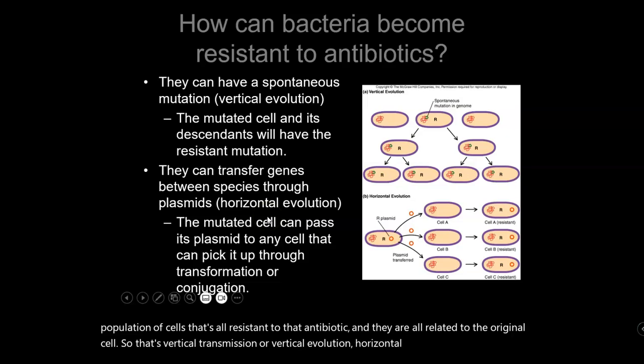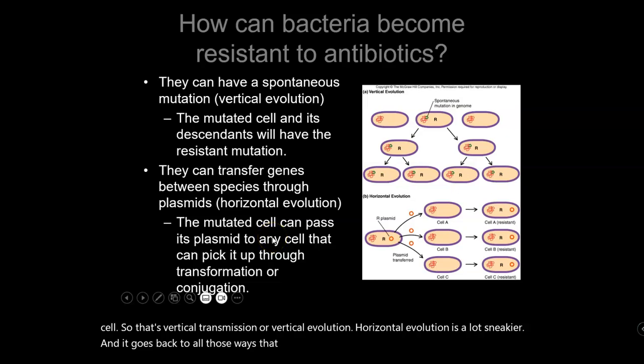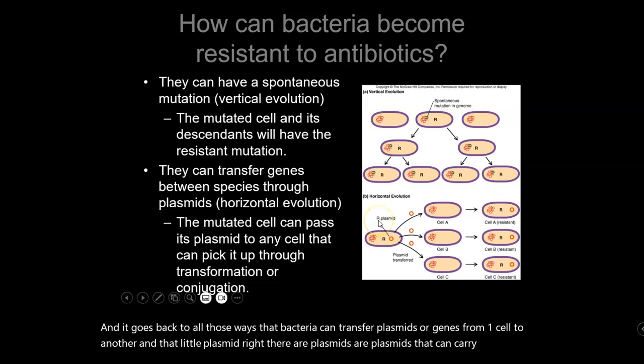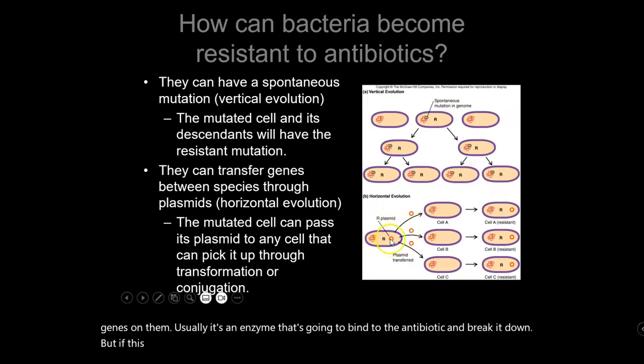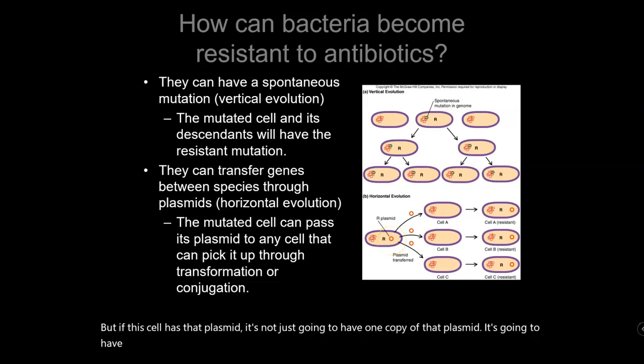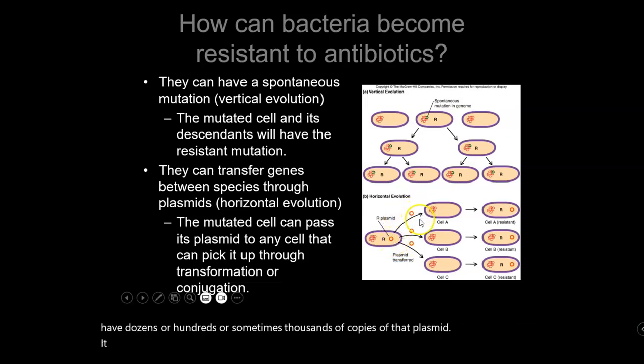Horizontal evolution is a lot sneakier, and it goes back to all those ways that bacteria can transfer plasmids or genes from one cell to another. And that little plasmid right there, these are plasmids that can carry resistance genes on them. Usually it's an enzyme that's going to bind to the antibiotic and break it down. But if this cell has that plasmid, it's not just going to have one copy of that plasmid, it's going to have dozens or hundreds or sometimes thousands of copies of that plasmid. It can pump some of those out and then share those with other cells in your body.